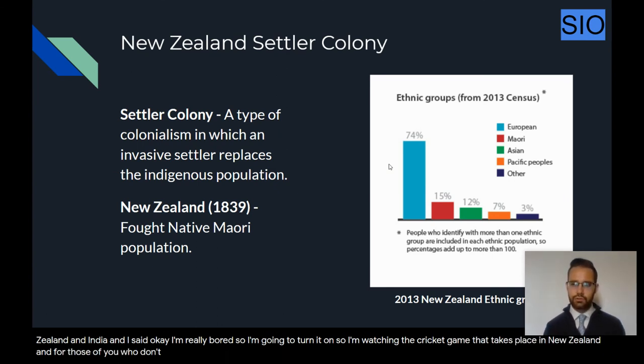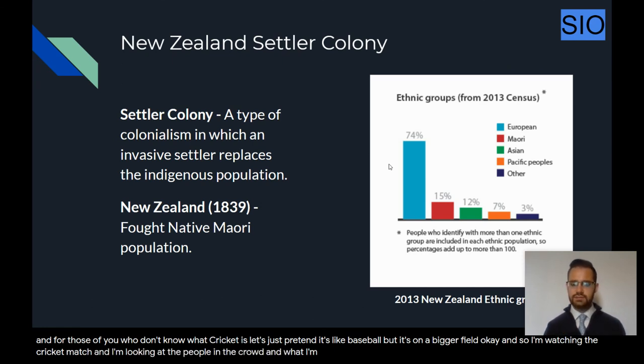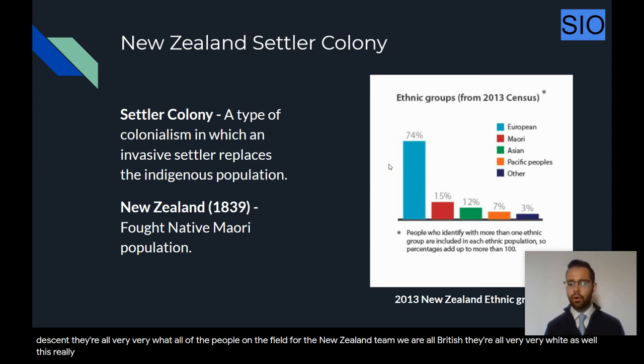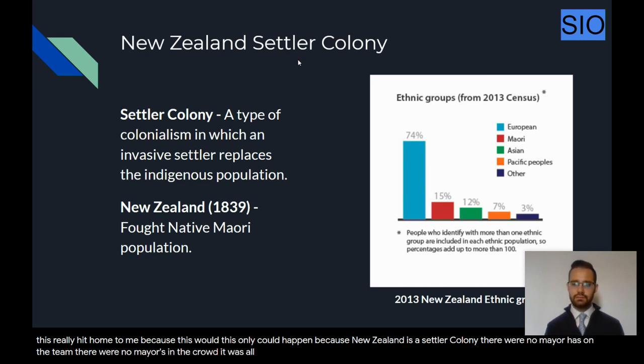So I'm watching the cricket game that takes place in New Zealand. And for those of you who don't know what cricket is, let's just pretend it's like baseball, but on a bigger field. And so I'm watching the cricket match, and I'm looking at the people in the crowd. And what I'm seeing is that the people in the crowd are all clearly of British descent. They're all very, very white. All of the people on the field for the New Zealand team are all British. They're all very, very white as well. This really hit home to me because this only could happen because New Zealand is a settler colony. There were no Maoris on the team. There were no Maoris in the crowd. It was all British people, which only occurs because it's a settler colony.